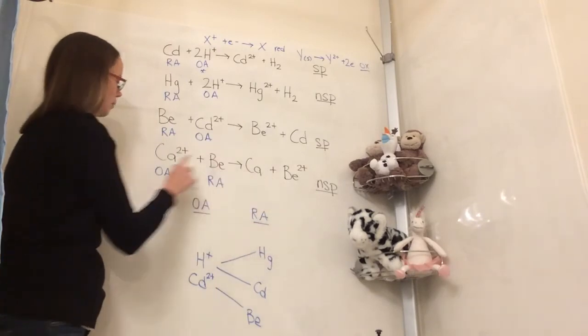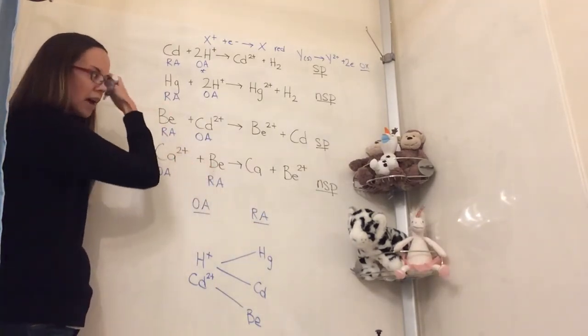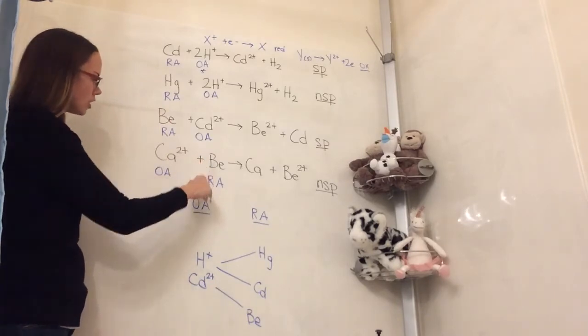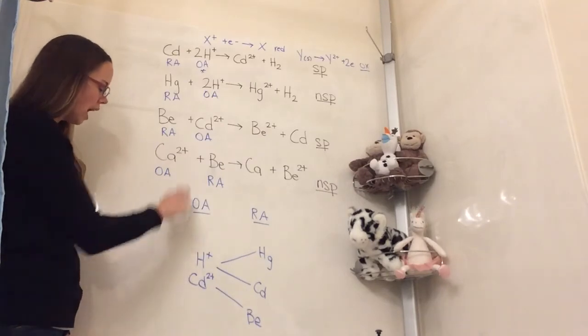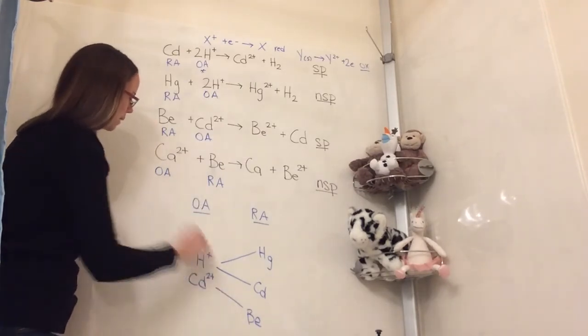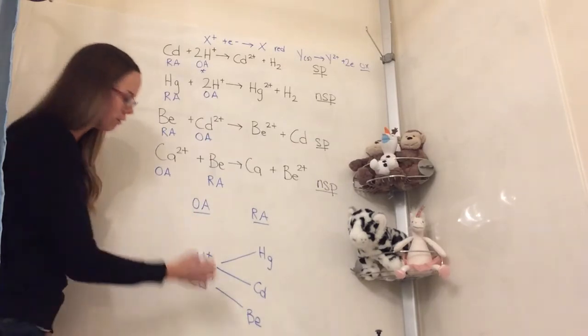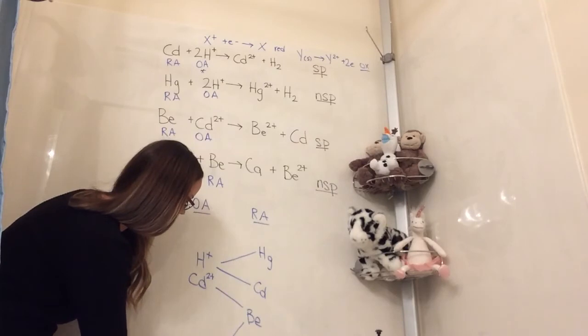Now my last example here, I've got calcium and calcium ion reacting with beryllium. This is non-spontaneous, so my oxidizing agent must be below my reducing agent. I don't have calcium on my table yet. I do have beryllium. My oxidizing agent must be below my reducing agent, so I'm going to put my calcium ion over here.